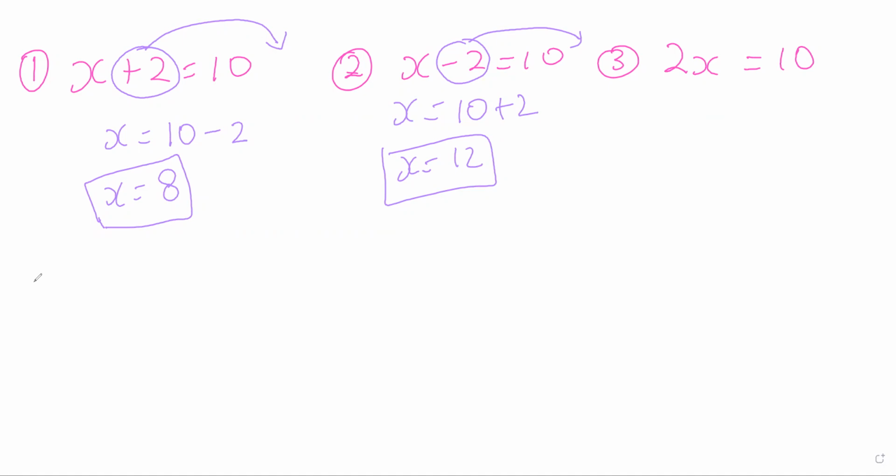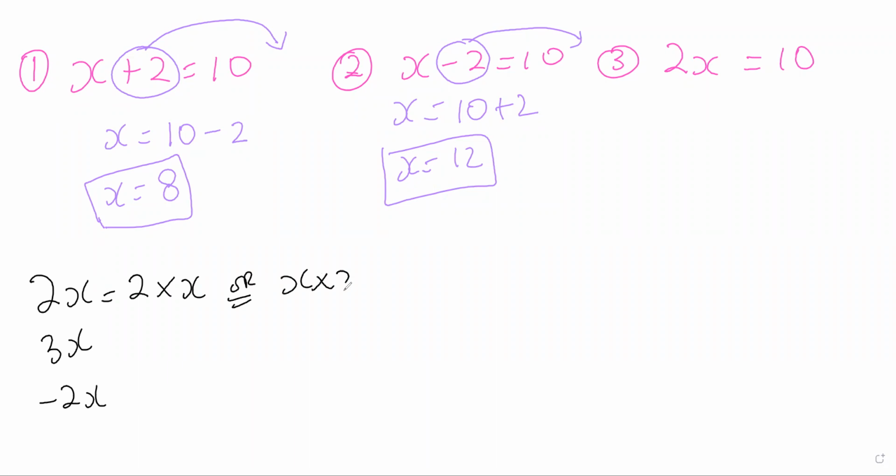So let's say, how was the term 2x derived, or even 3x, or even minus 2x? How was this term derived? Well, 2x was derived by taking 2 and multiplying it by x. Or we could have also said x multiplied by 2. x by 2 is 2x, or 2 by x is 2x. 2 here is called the coefficient.